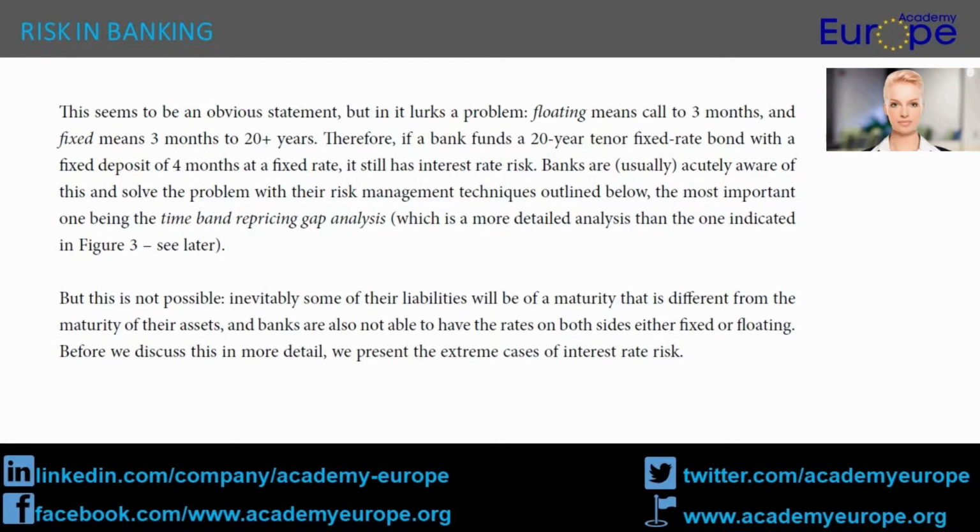Banks are, usually, acutely aware of this and solve the problem with their risk management techniques outlined below, the most important one being the time-band repricing gap analysis, which is a more detailed analysis than the one indicated in Figure 3. See later. But this is not possible. Inevitably some of their liabilities will be of a maturity that is different from the maturity of their assets, and banks are also not able to have the rates on both sides either fixed or floating. Before we discuss this in more detail, we present the extreme cases of interest rate risk.